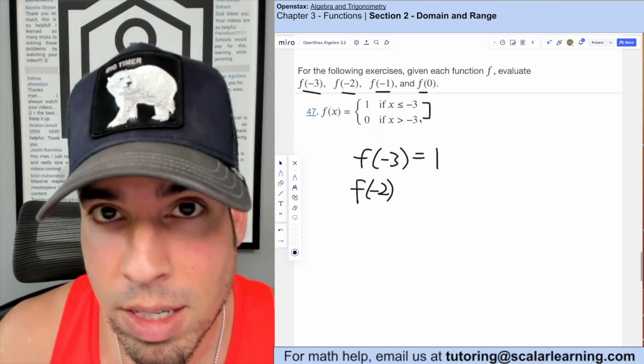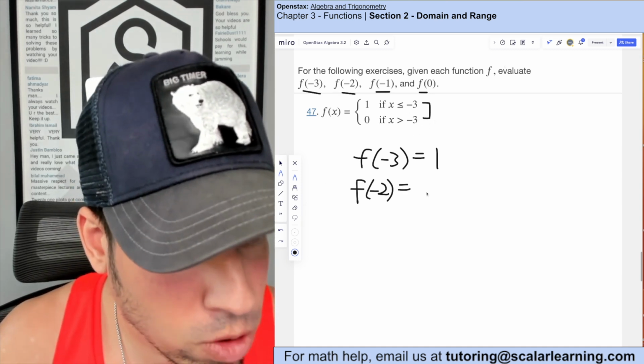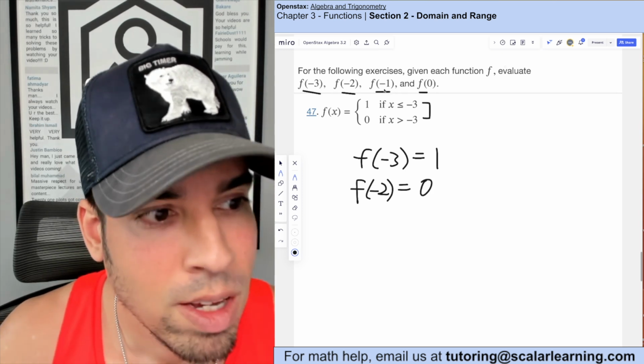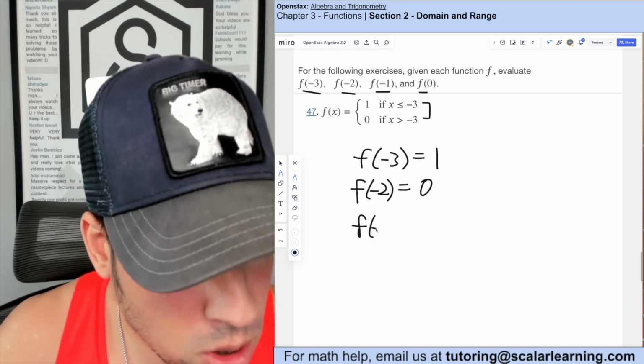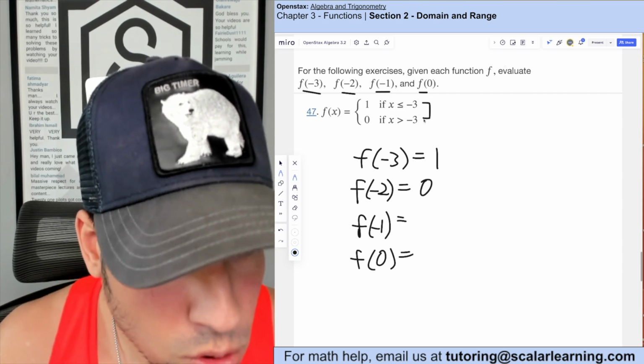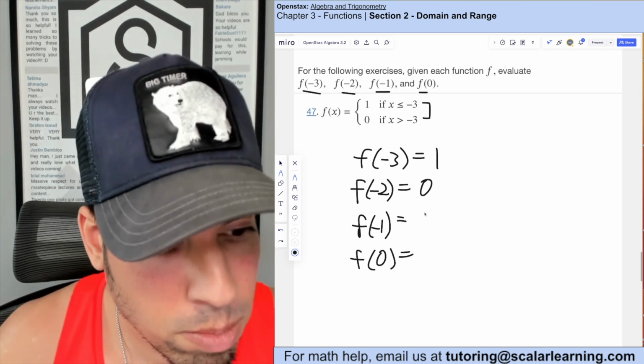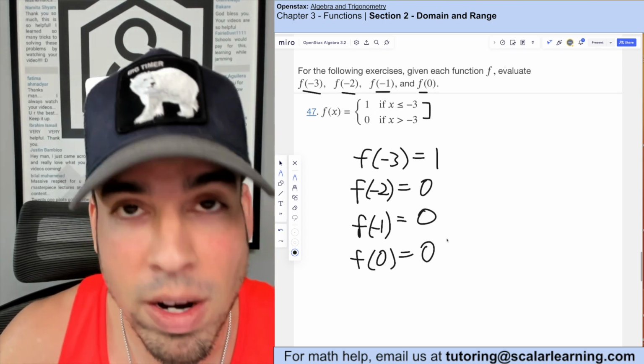What about when x is -2? Well, that's greater than -3. Now we're going into this bucket, and in this bucket it says the function value is always 0. Likewise, for -1 and f of 0, those x values are also going into the bottom bucket, which means those values are also going to be 0. So these are your answers.